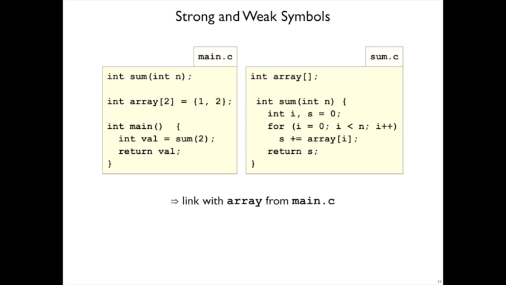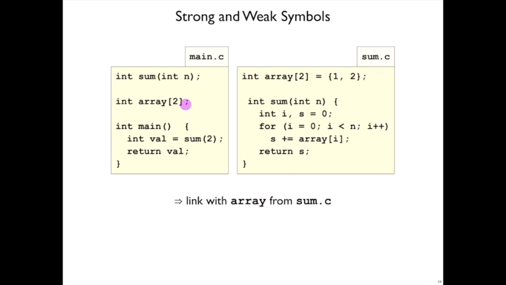Let's show some concrete examples. So here I have main.c has a definition of array. It's clearly a definition because it's got the initial values there. So it creates a strong symbol in the main.o file. Sum.c has a weak array, a weak symbol in its .o. So in this case, we have strong and weak. The strong one will be the definition, right? As we expected.